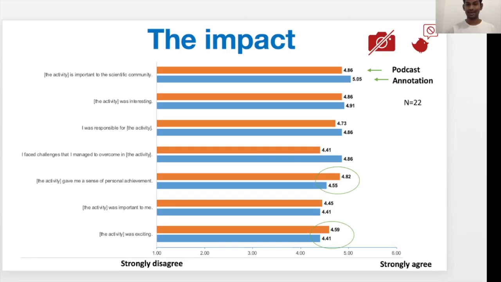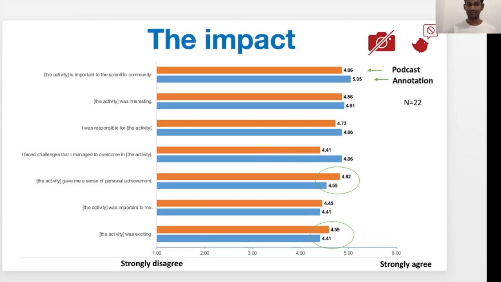And so we asked them to answer with a score on a scale of 1 to 6, with 6 being strongly agree. We did this for both the podcast and the annotation activity, and the average scores are shown here in the bar plot. The students thought that both activities were important to the scientific community, and both were interesting, and they felt responsible for both of the activities.